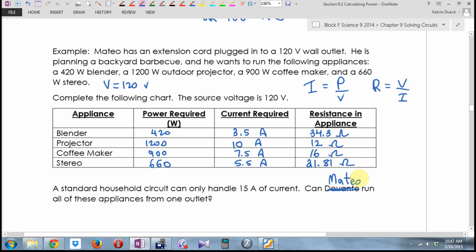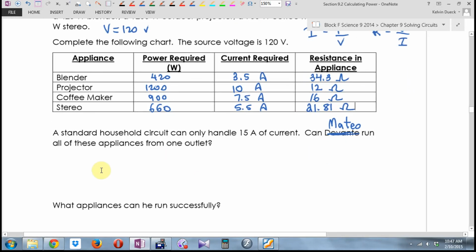Yes or no? I don't think so. Convince me. Because all of the lights will turn off. Too much energy.